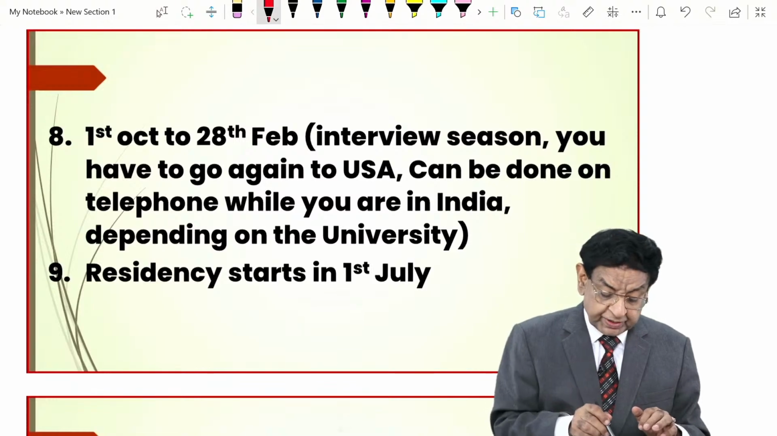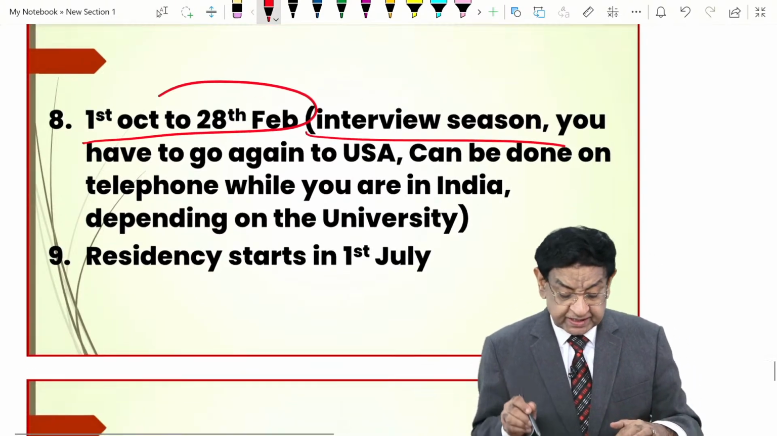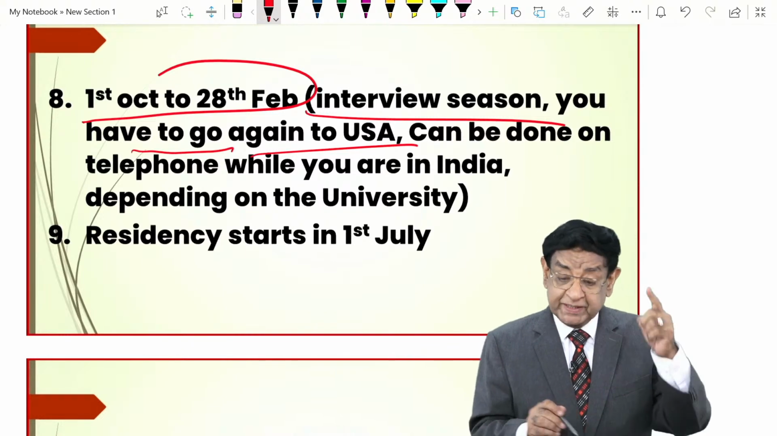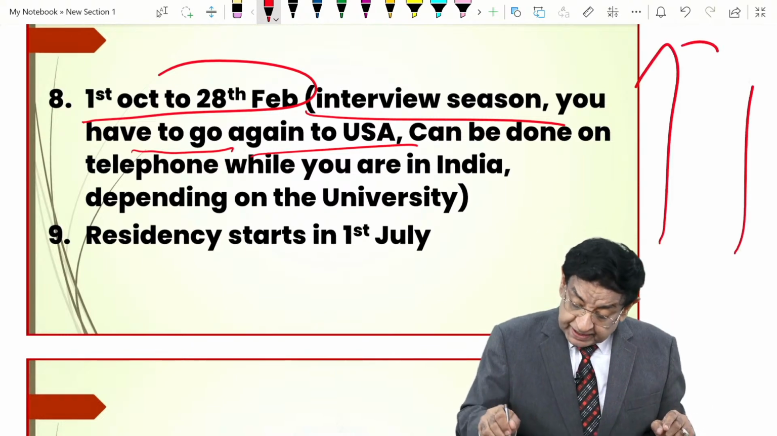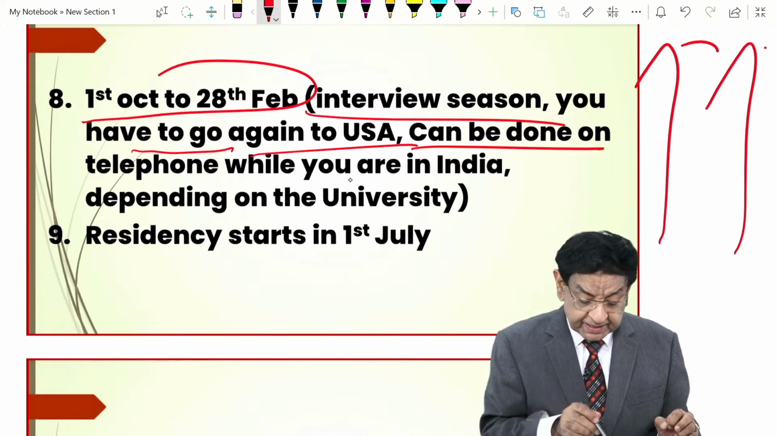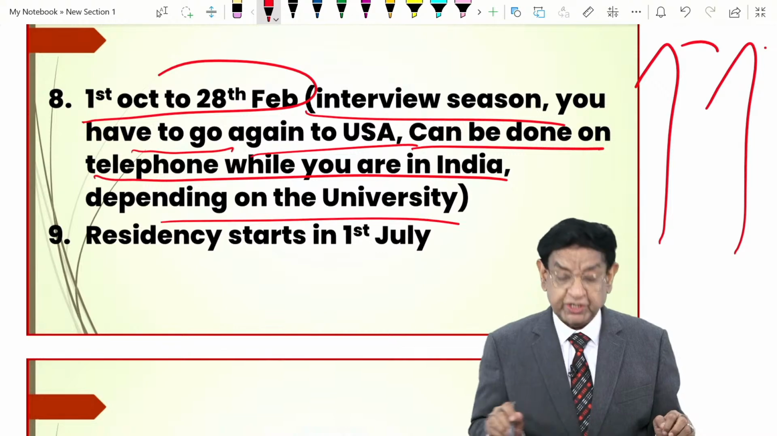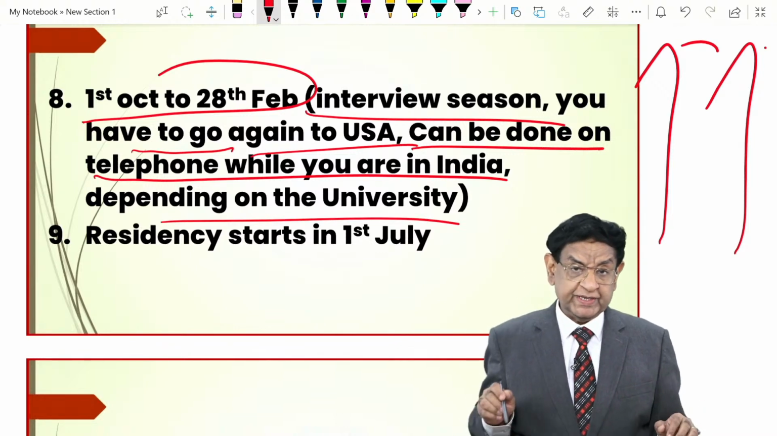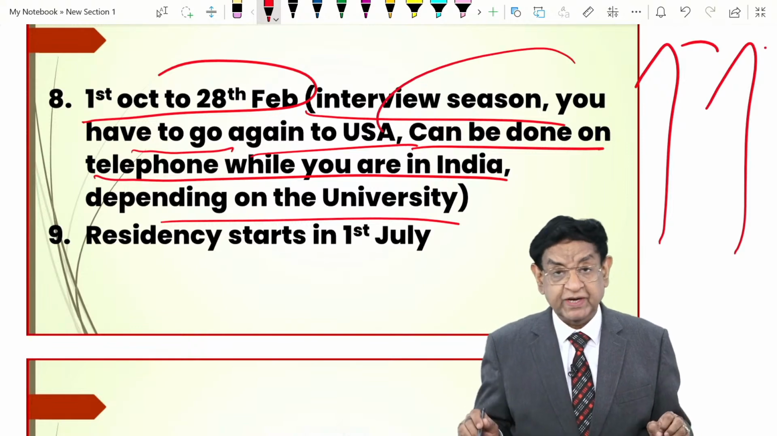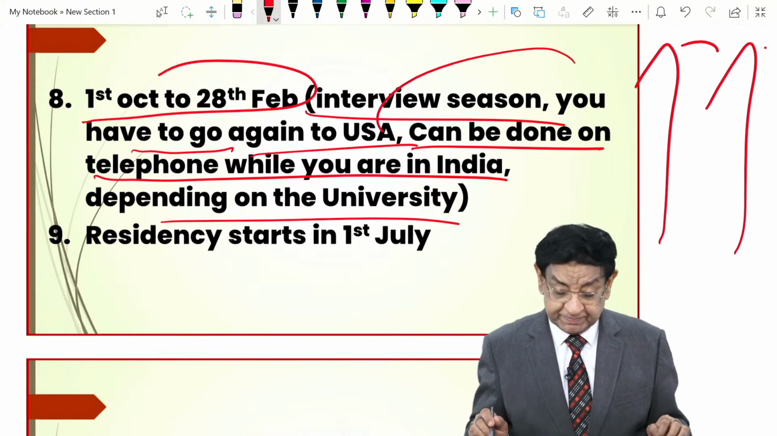1st October to 28th February is the interview season. You have to go again to the USA. That means you first went for rotation, and again you go for the interview. But sometimes this can be done in India also on telephone, depending on the university. But face-to-face definitely carries a better impact. Again, additional expenses, again staying for a couple of months, very expensive.